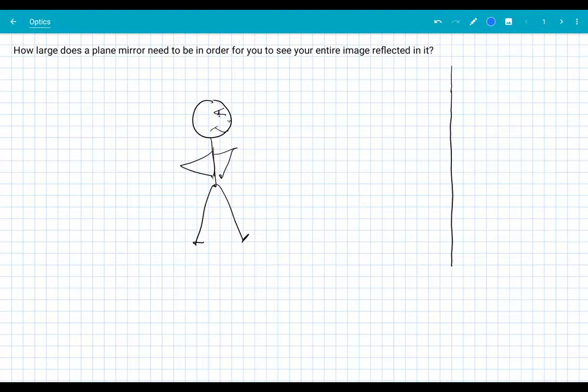Okay, let's get started with this question. This is fairly straightforward, but I like to go over this because it reminds us to consider the observer when we look at problems such as this one. This is a plane mirror, and it's just asking us how large it needs to be in order for a person to see their entire image reflected.